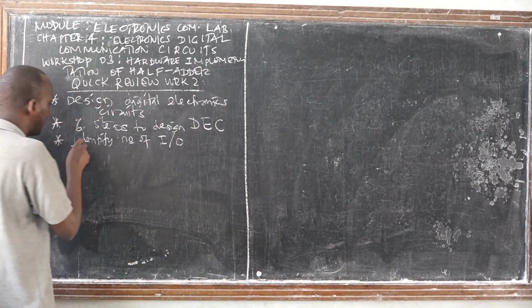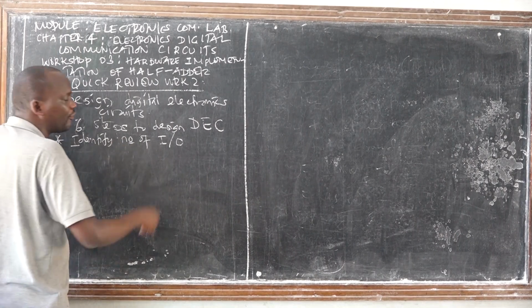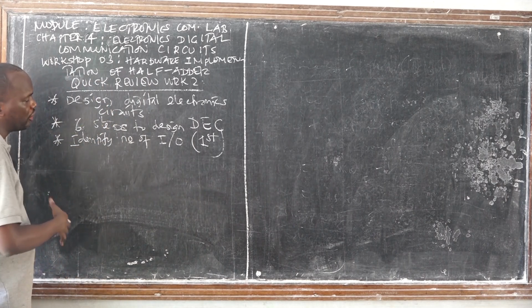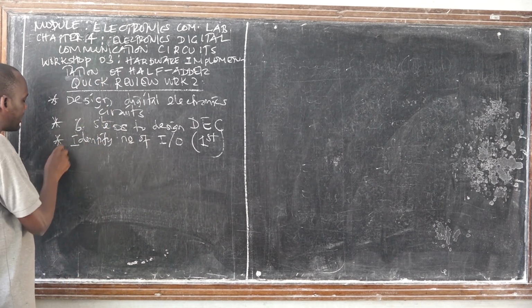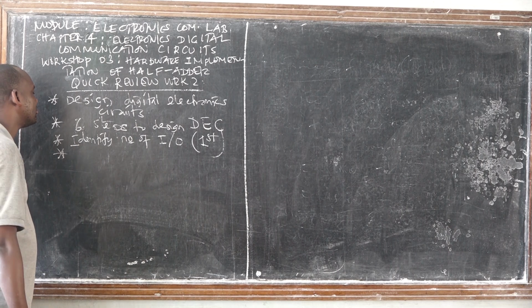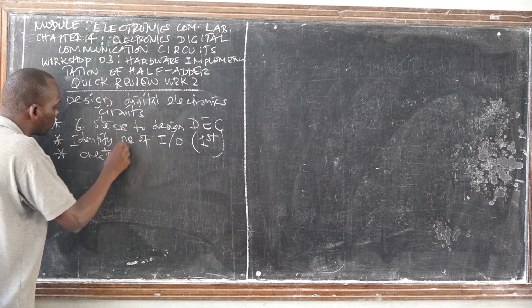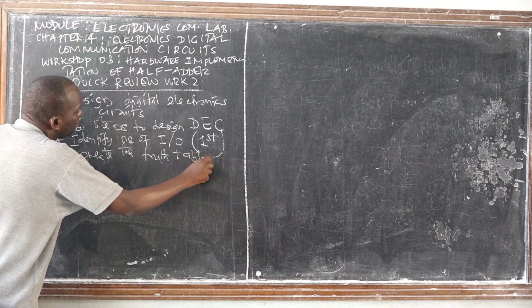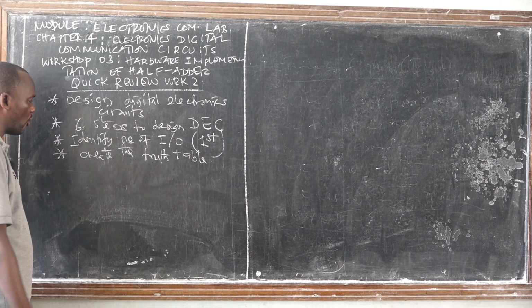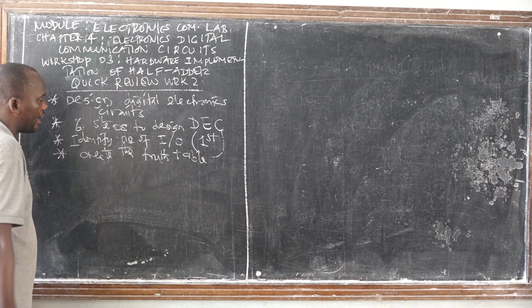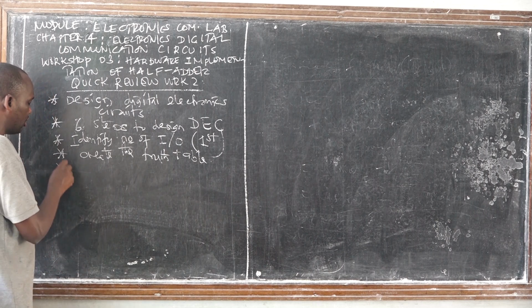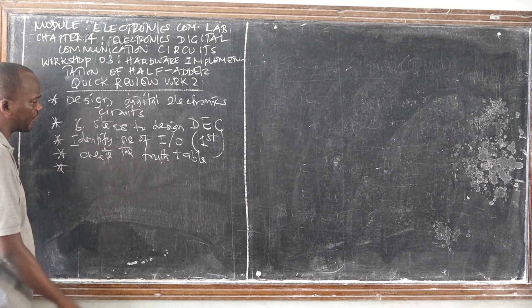So you have to identify the number of inputs and outputs in your design. The second step is what? Tell me, students. Okay, so you have to create a truth table. So you will see why we taught the truth table since A level or ordinary diploma in engineering. Why did we teach you the truth table? Because you need it when you want to design a digital electronic circuit.